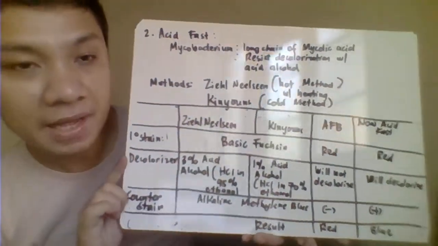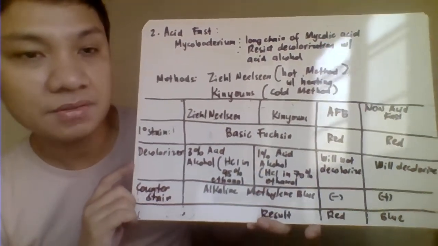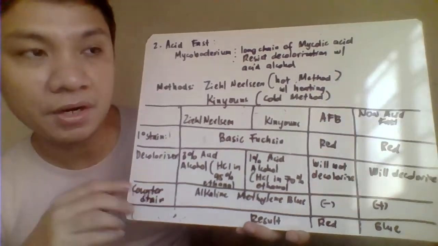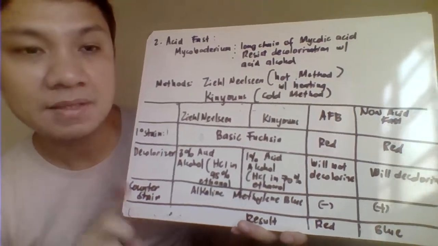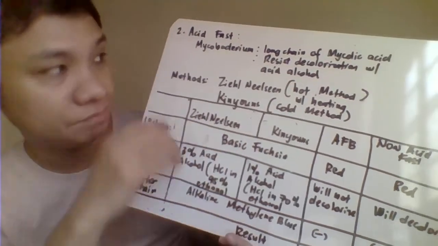Okay, now we go to the next staining pattern. We have your acid-fast staining pattern. This is for your acid-fast bacilli. We're talking about your Mycobacterium plus the partially acid-fast Nocardia. We'll discuss Nocardia later on.